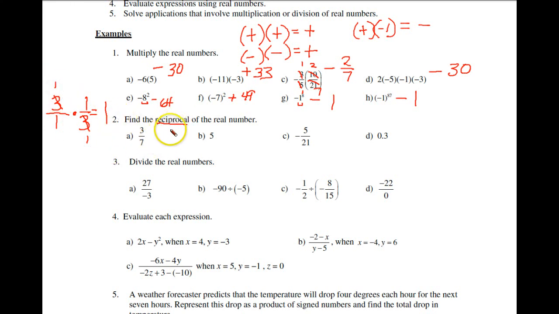So the short way of looking at this is, for any reciprocal, you just take the term you have and flip it. So the reciprocal would be 7/3, and that would equal 1. 5 over 1, 1 over 5.